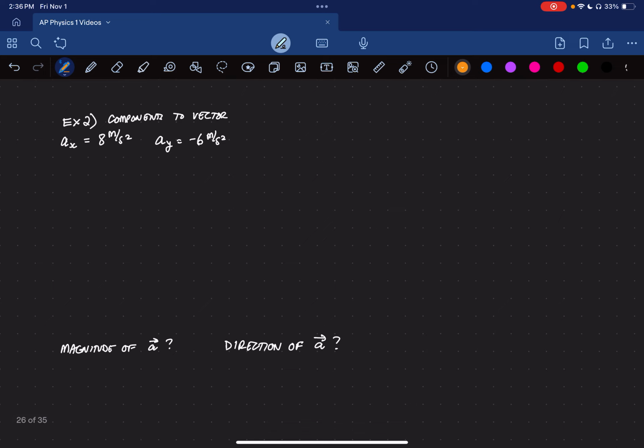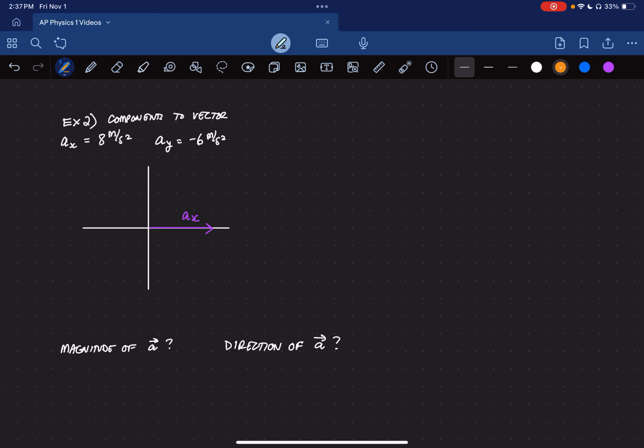Cool. Example 2. Now let's suppose we have two components and we want to get the vector out of this. We want to go from the components to the vector. We'll do the same thing. We want to draw a sketch of this. Starting from the origin, I'm going to draw my x. Now it's positive 8 meters per second squared. So I'm going to go this way, about right here. This is ax.